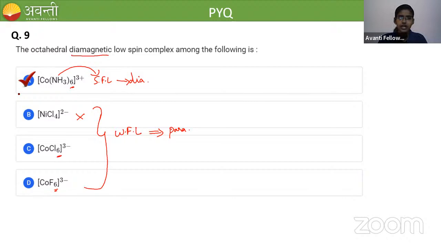So this is one of the tricks. If a strong field ligand is there, it is diamagnetic; weak field means it is paramagnetic. Just memorize the strong field, weak field list, and the exception is observed only for nickel. So keep these things in your mind and solve the questions. You don't have to waste your time drawing the boxes in your exams. Now next I'll move on to question number 10.